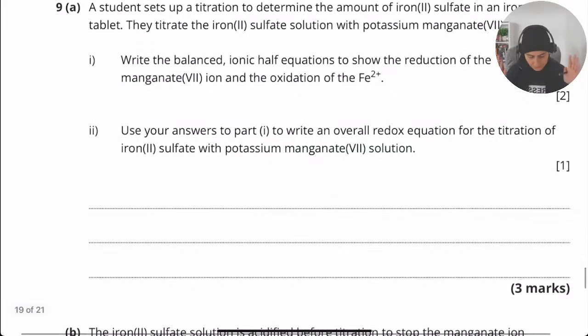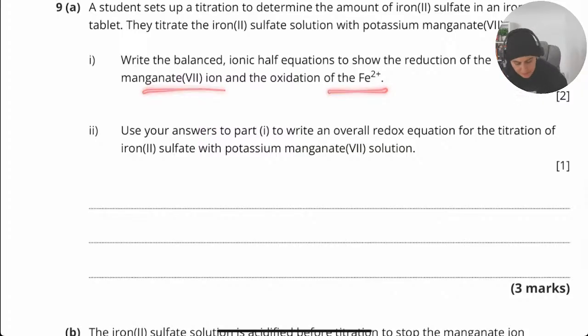So we need, okay, so what do they ask? They want a reaction for oxidation of iron 2 plus. So we want oxidation of iron 2 plus by manganate ions. Manganate 7 ion, you need to know what it is. Yeah, so it's MnO4 minus.